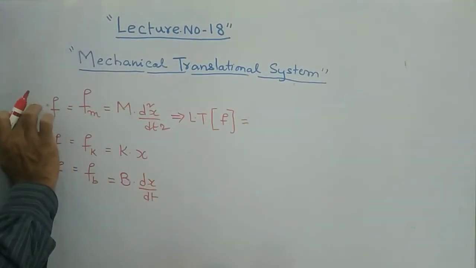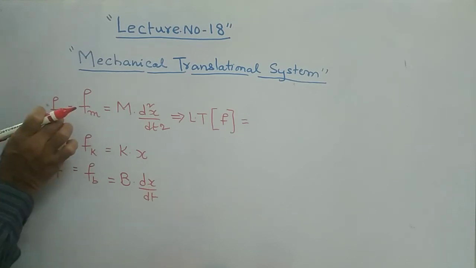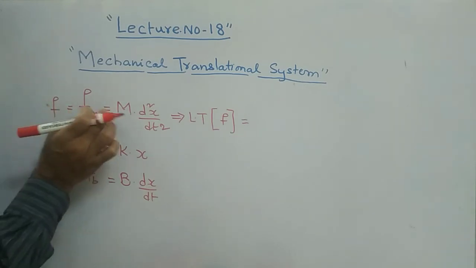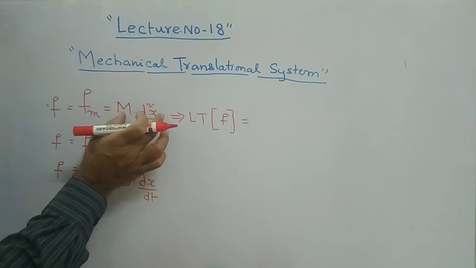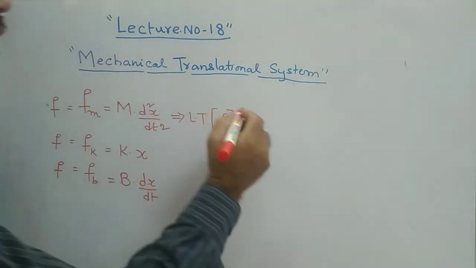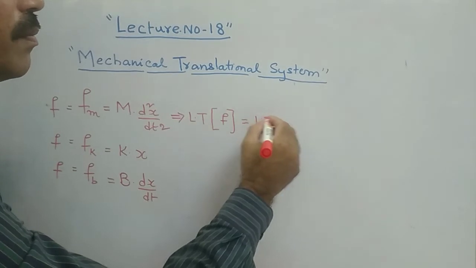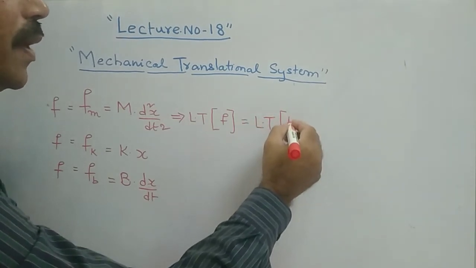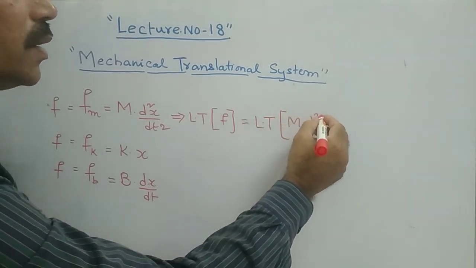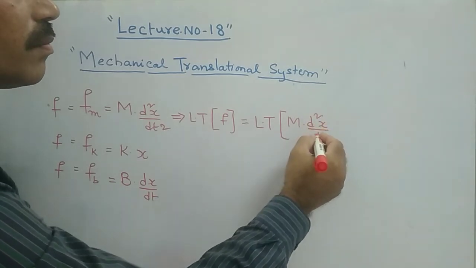That means if I apply the Laplace transformation to this F, this is the left hand side, this is the right hand side basically. L of t of F is equal to L of t of m into d square x by dt square. Is it not?